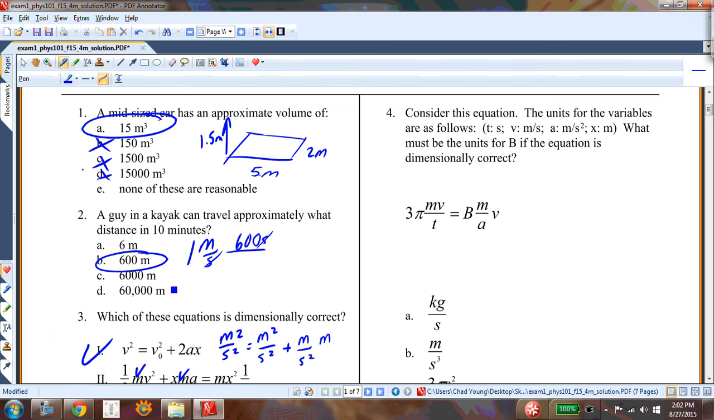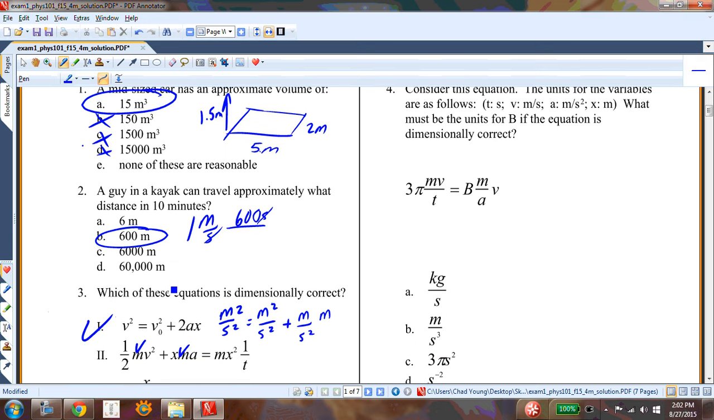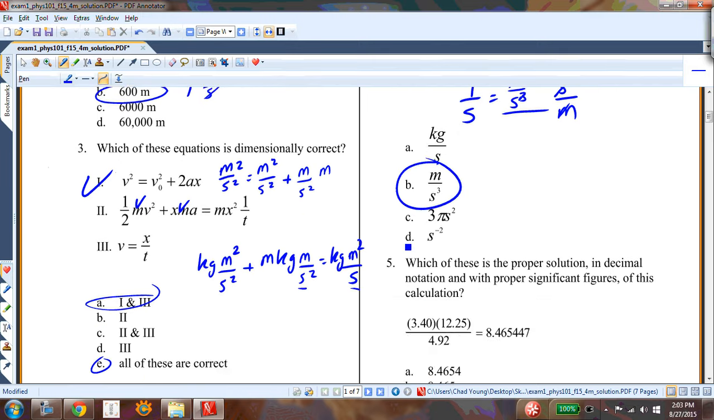Consider this equation. There's the units for the variables. What must be the units for B if it's dimensionally correct? I can just forget about this stuff. And then I'm going to cancel some stuff. I'll cancel out these M's, and I'll cancel out these V's. So I'm left with 1/seconds on this side, V, and then I have seconds squared per meter. That's 1/A. So in order to make this seconds, I'm going to need meters here to cancel with that, and then I'll need a seconds cubed in order to cancel that and give me 1/second. So I need a meters per second cubed. B is the right answer.